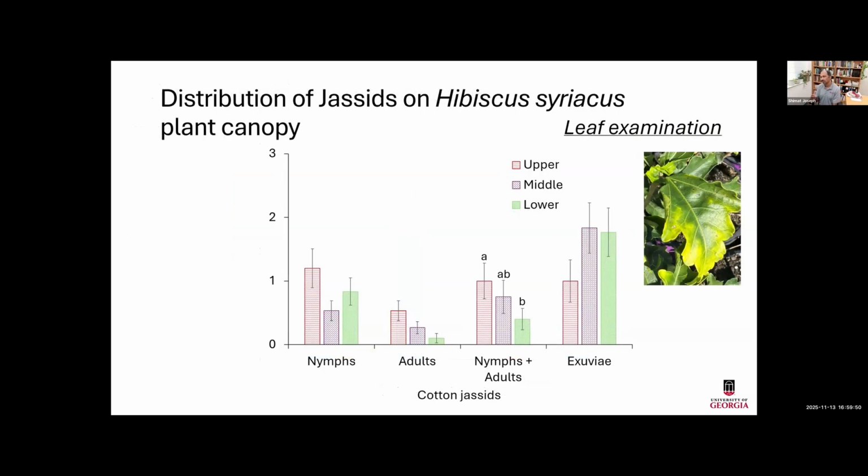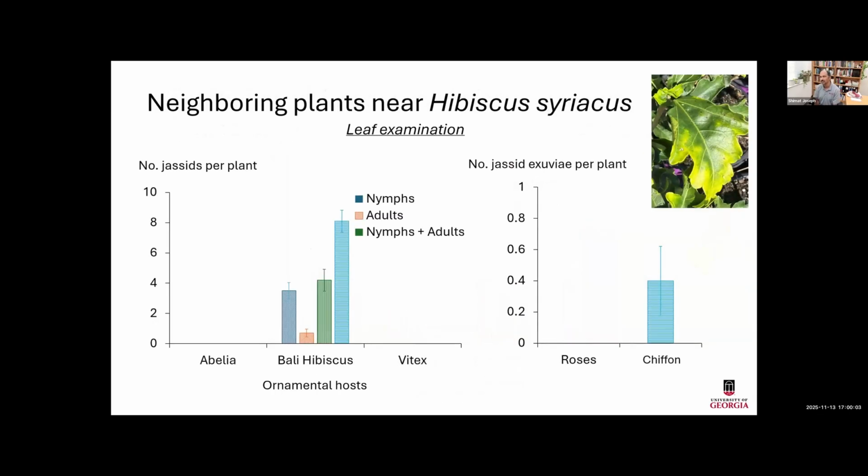We tend to see more numbers in the upper zone of the plant. We sampled from the upper, lower, and middle part of the plant canopy, and we found that in the upper canopy is where we found more bugs.